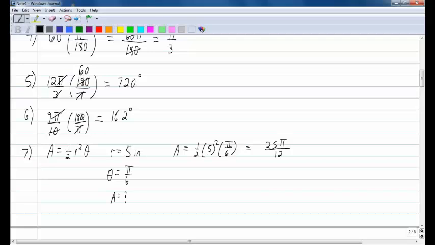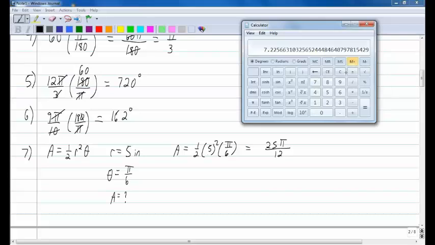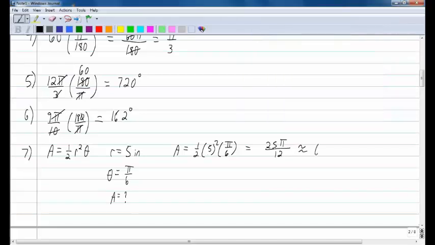So I'll punch that in my calculator. 25 times pi divided by 12. And I get 6.54498, so on and so forth, round to 2 places, so 6.54. Since this is area, that's inches squared, or square inches.